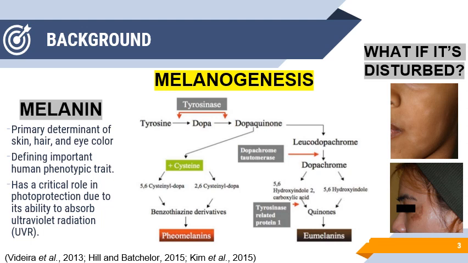And what if the synthesis of melanin is disturbed? It may determine different types of pigmentation defects, which are classified as hypopigmentation and hyperpigmentation.